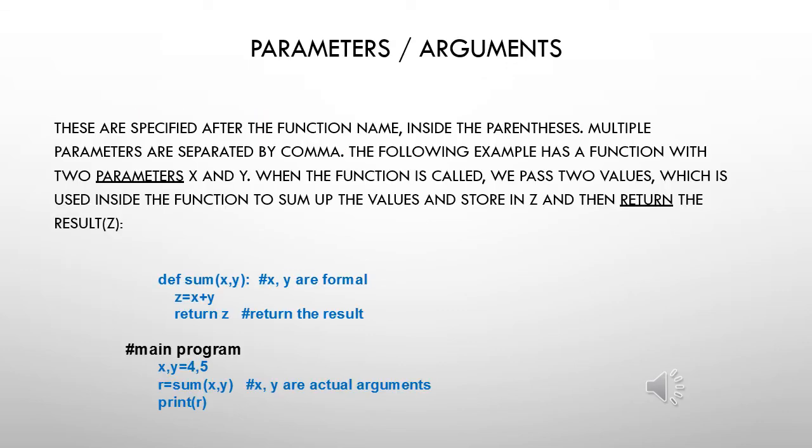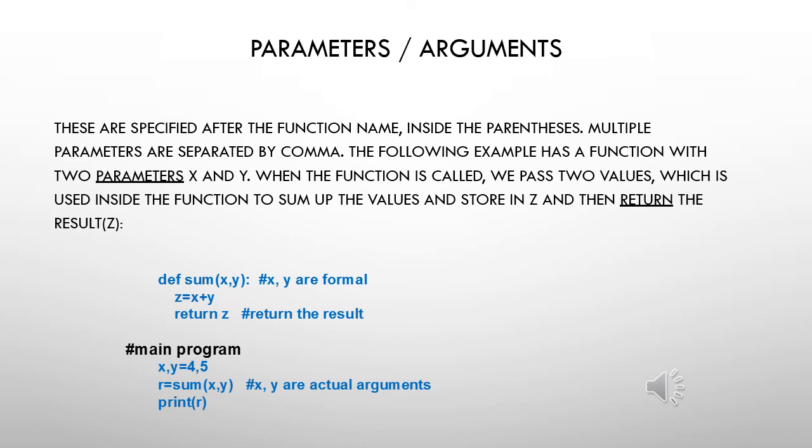So let's discuss parameters or arguments in a function. Arguments or parameters are written after the function name and they are inside the parentheses. Multiple parameters or arguments can be assigned in a function, and they are separated by commas. So let's take an example and see how parameters are used in a program.